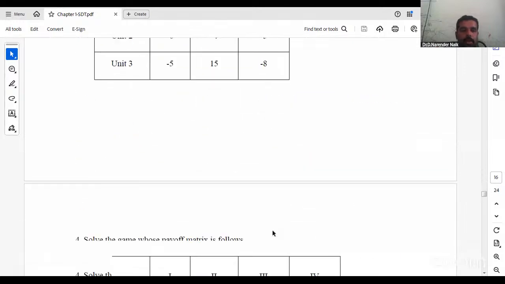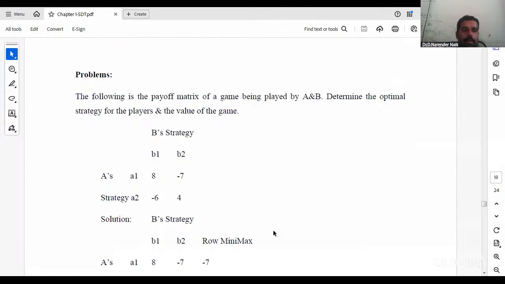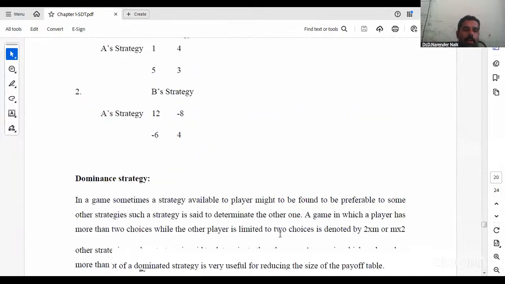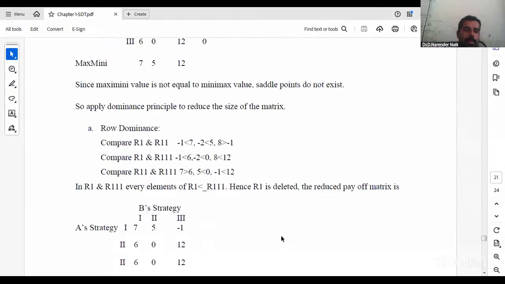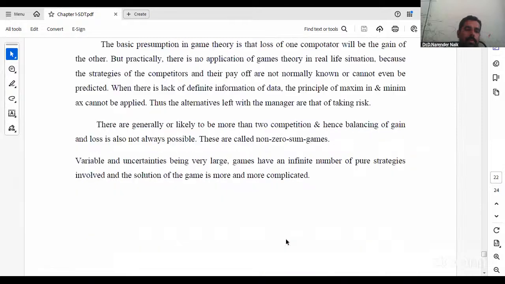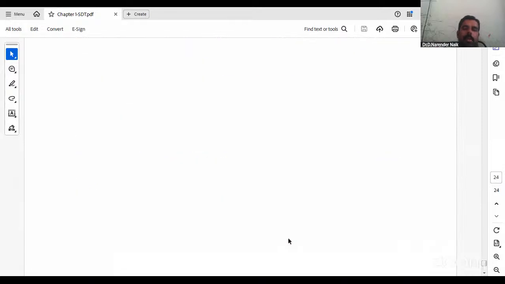Tomorrow we'll discuss the remaining part: saddle point, mixed strategy, dominance method, and the limitations of the game theory. So at this we will conclude today's class. My dear students, tomorrow at the same time, 10:30, we are going to meet for the class. Thank you very much for listening to the class.